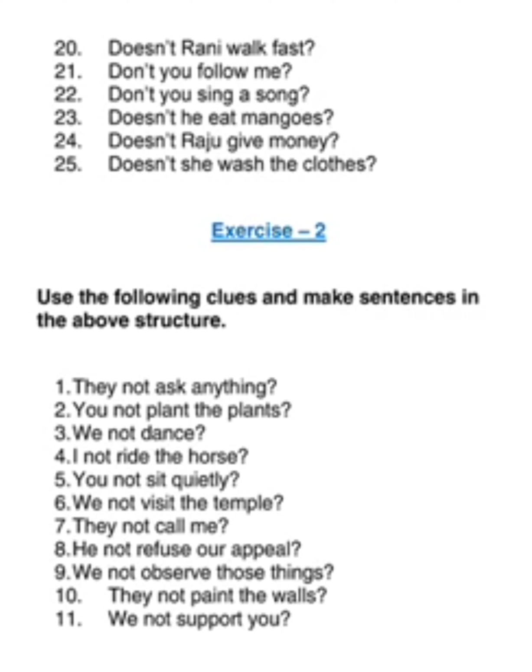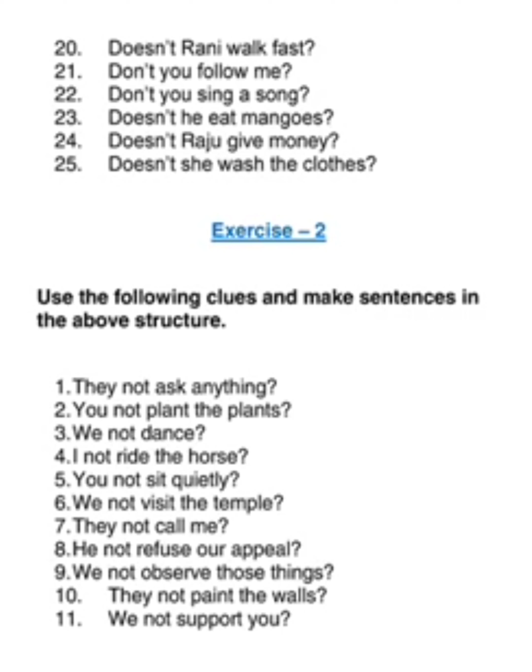Eighth one, he not refuse our appeal. Now here it cannot be don't because you have he. So it becomes, you get does, and does not is doesn't. Doesn't he refuse our appeal? Ninth one. We not observe those things. Don't we observe those things? 10th one. They not paint the walls. Don't they paint the walls?